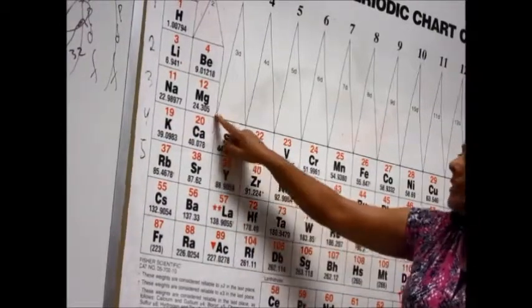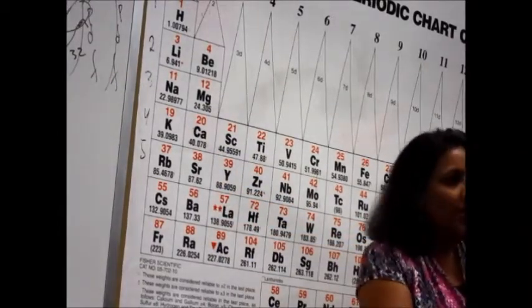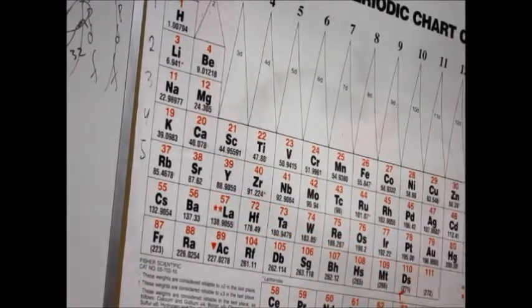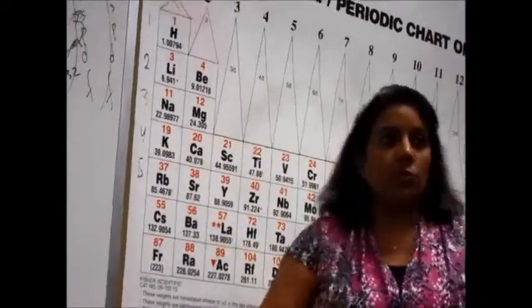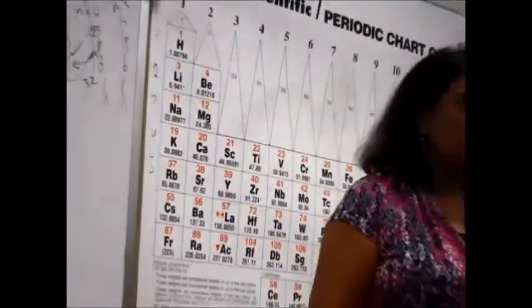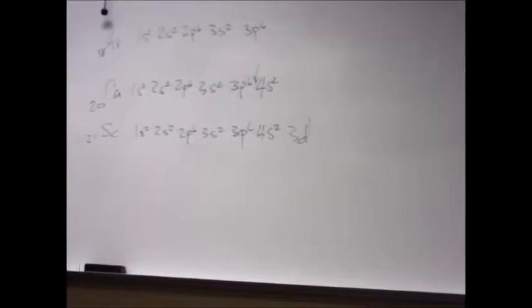So right here, it's 3D, 4D, 5D, 6D. So it's like one number behind for everything. In the fourth row, the D is what we call sunk in. So that's how you fill out for transition metals.